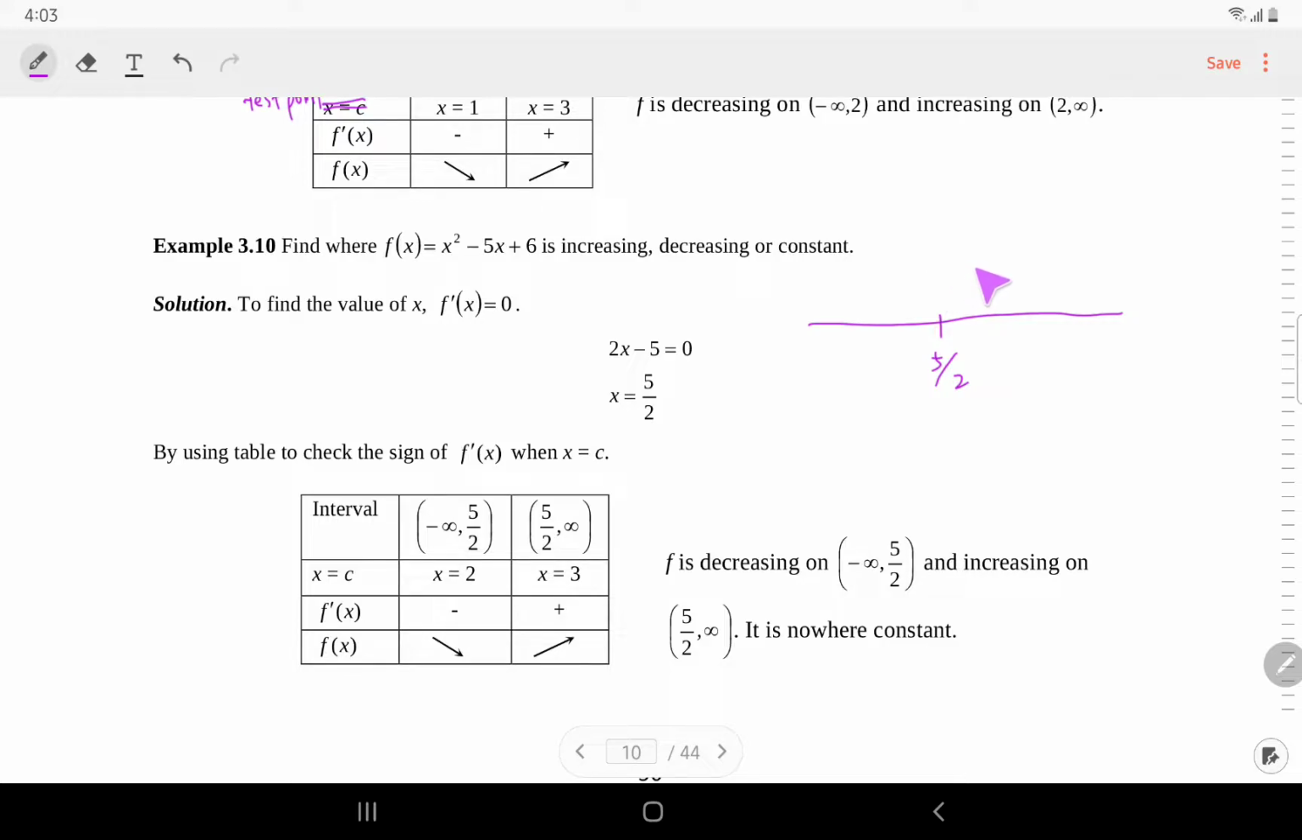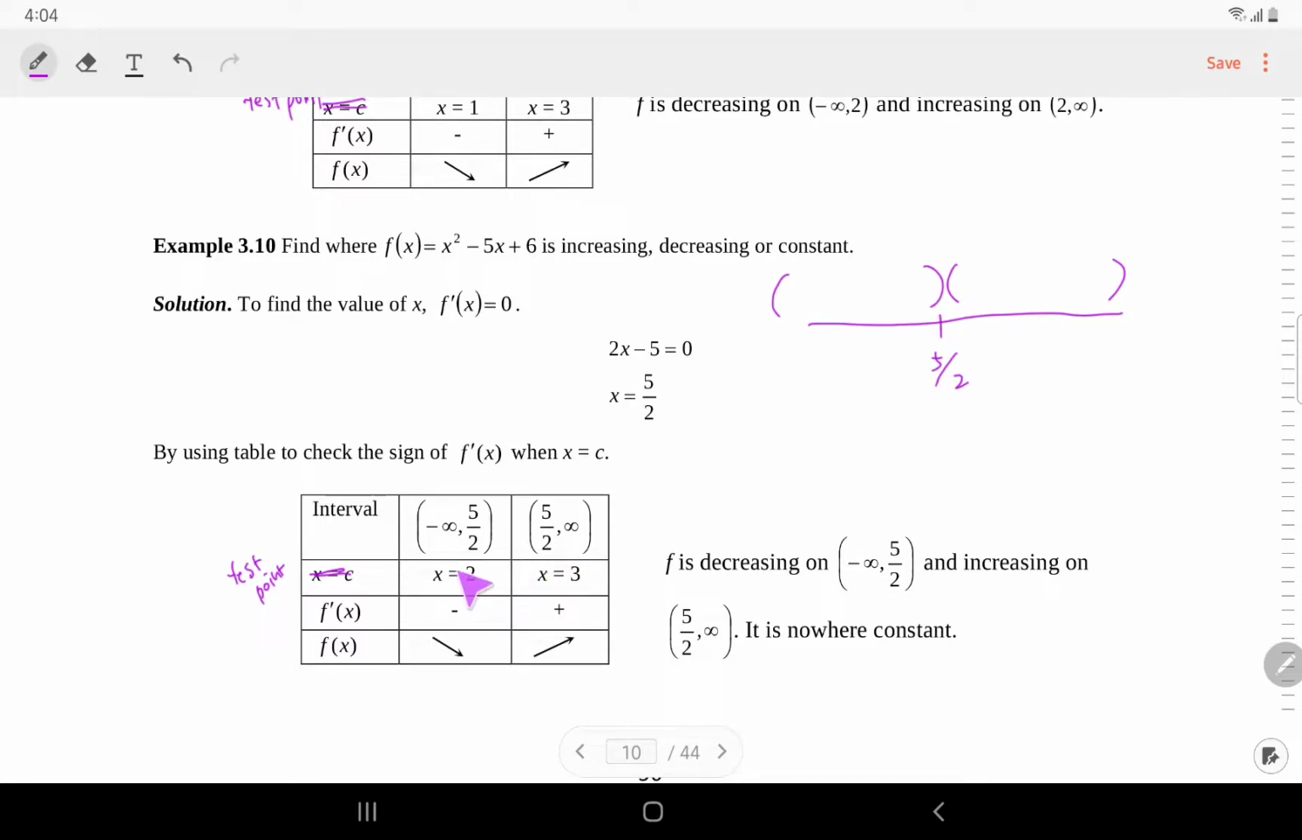So meaning that we can divide this number line into 2 intervals. Okay, the first interval is negative infinity until 5 over 2. And then the second interval is between 5 over 2 until positive infinity. So kita dapat 2 interval lah. And then kat sini test point. Okay, antara negative infinity hingga 5/2, kita pilih satu nombor. Contohnya pilih nombor 2. Kat sini kita pilih satu nombor, contohnya kita pilih nombor 3.